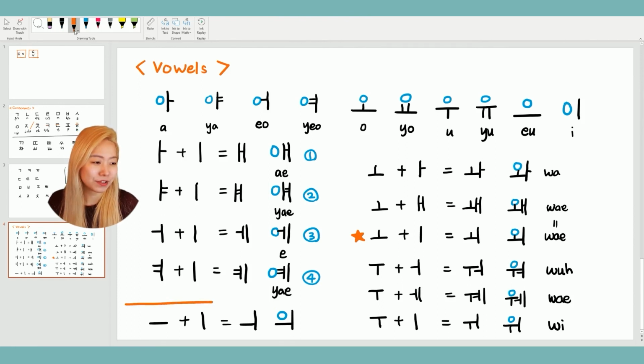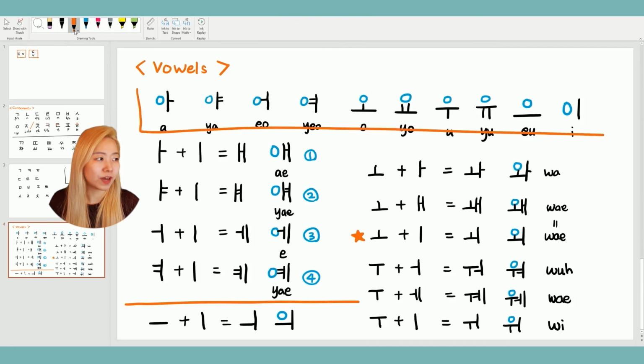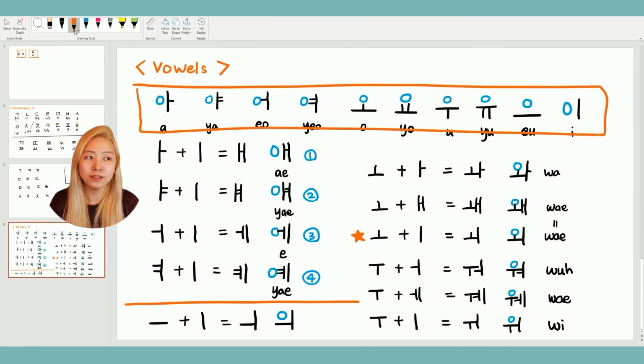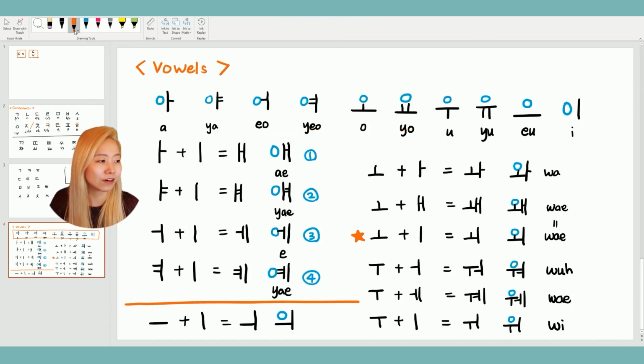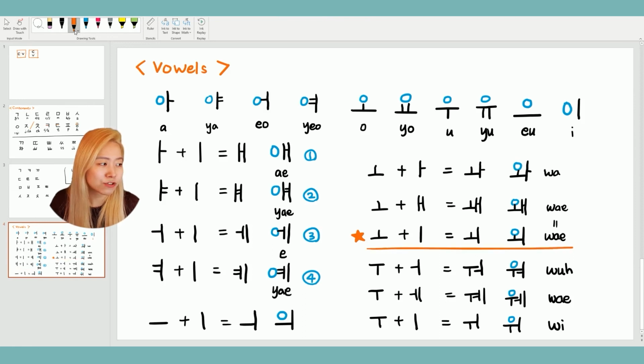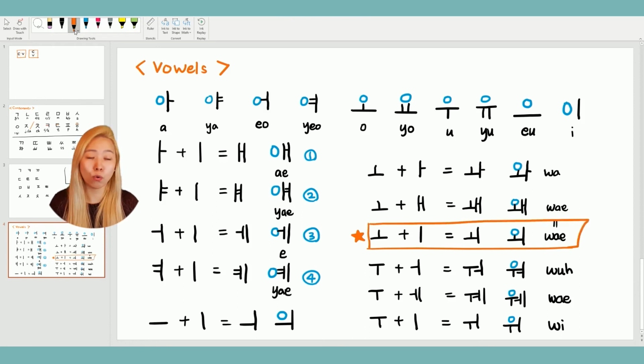Interesting, isn't it? So basically, we have these vowels as the main ones, okay? And then the others are just the complex ones. Okay, so if you remember the basic ones, the other ones pop up quite easily, all right? You can remember it easily. So again, there's one extra exception, right? So please remember this exception. Okay, then all the other things are going to be the same, right?